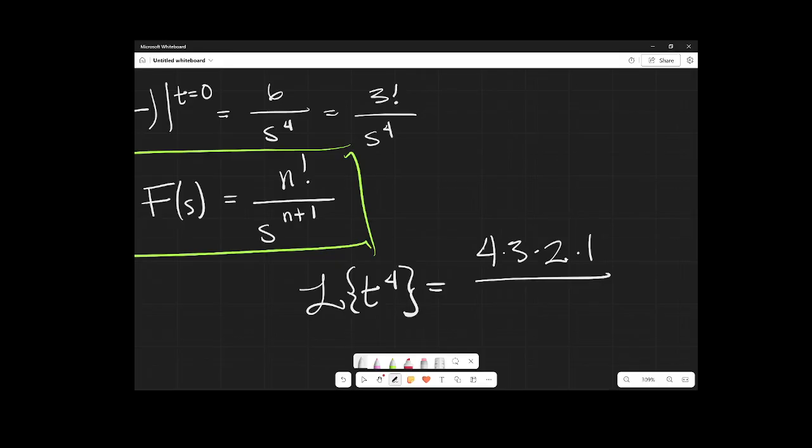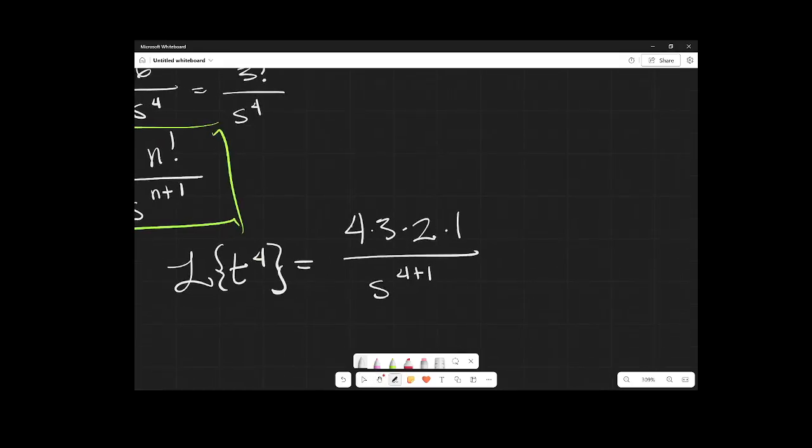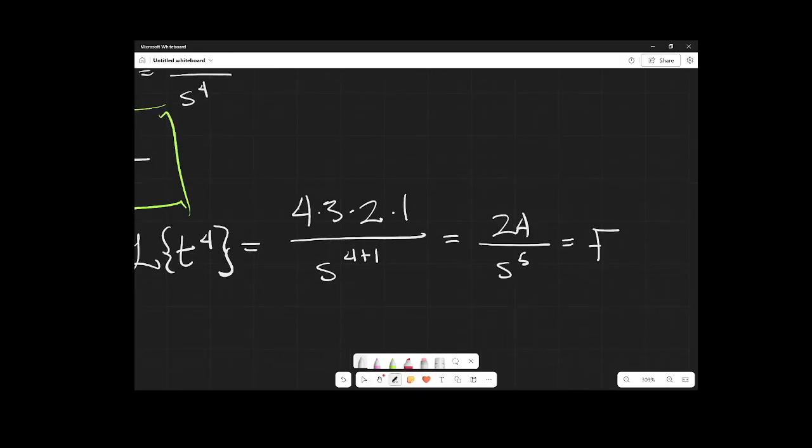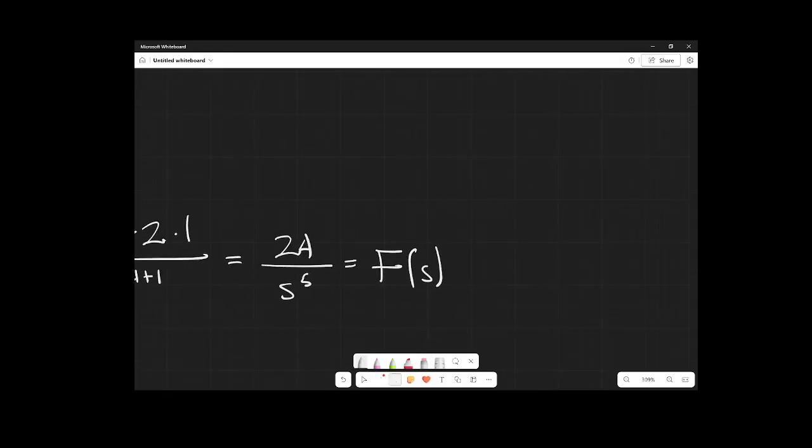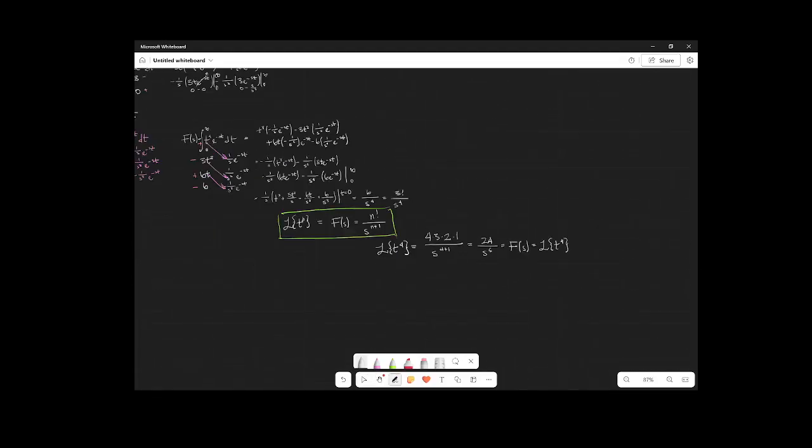And then what's n plus 1? Well, it's 4 plus 1. Simplifying this, we end up getting 24 divided by s to the fifth power is the Laplace transform of t to the 4.